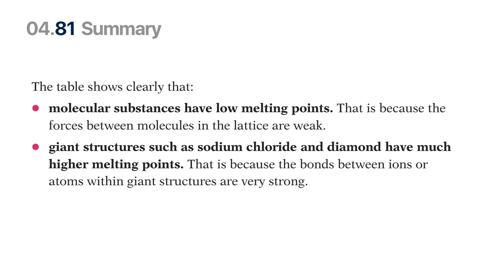Now, here's another summary for comparing between simple molecular substances and giant covalent structures. Molecular substances have low melting points. This is because the forces between molecules in a lattice are weak. So if you see something with low melting or boiling points, for sure, you should be confident it's a simple molecular structure. Again, examples would be carbon dioxide, you have water, you have just oxygen gas as well, you have nitrogen gas, right? All of these are simple covalent compounds. How do I know this? They're all gases or liquids at room temperature.